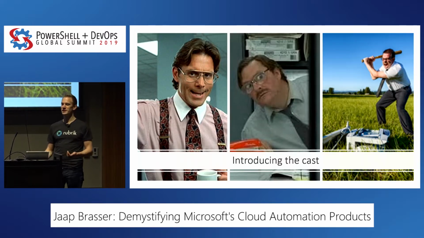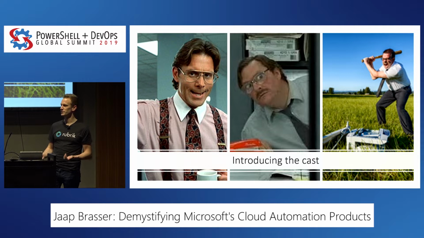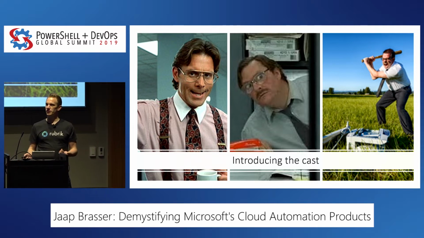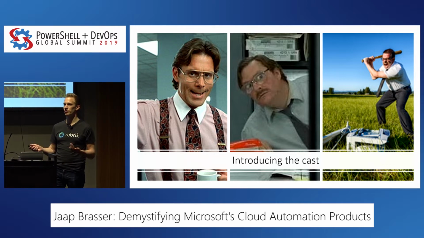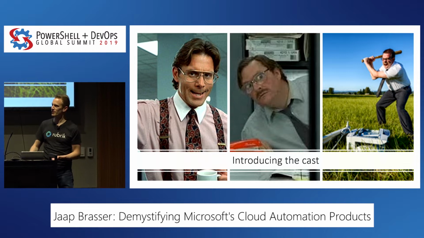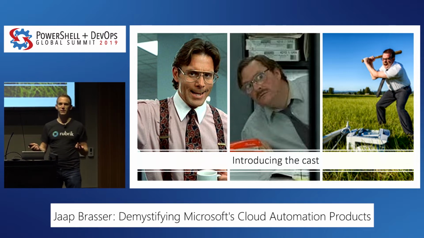So let's introduce the cast of people. As I will be talking about the different ways of automating things, we have a couple of different people in the organization. We have the manager on the left, we have the end user in the middle, and we have the sysadmin on the right.